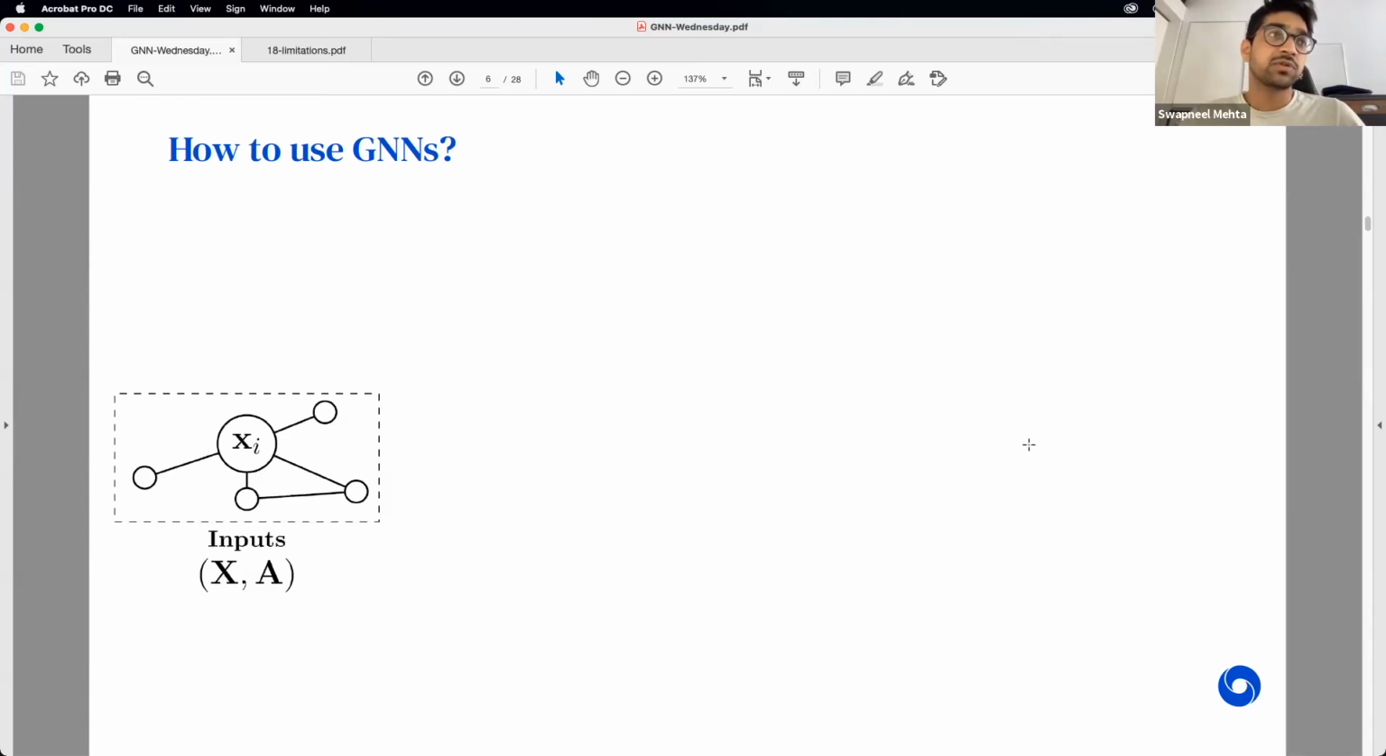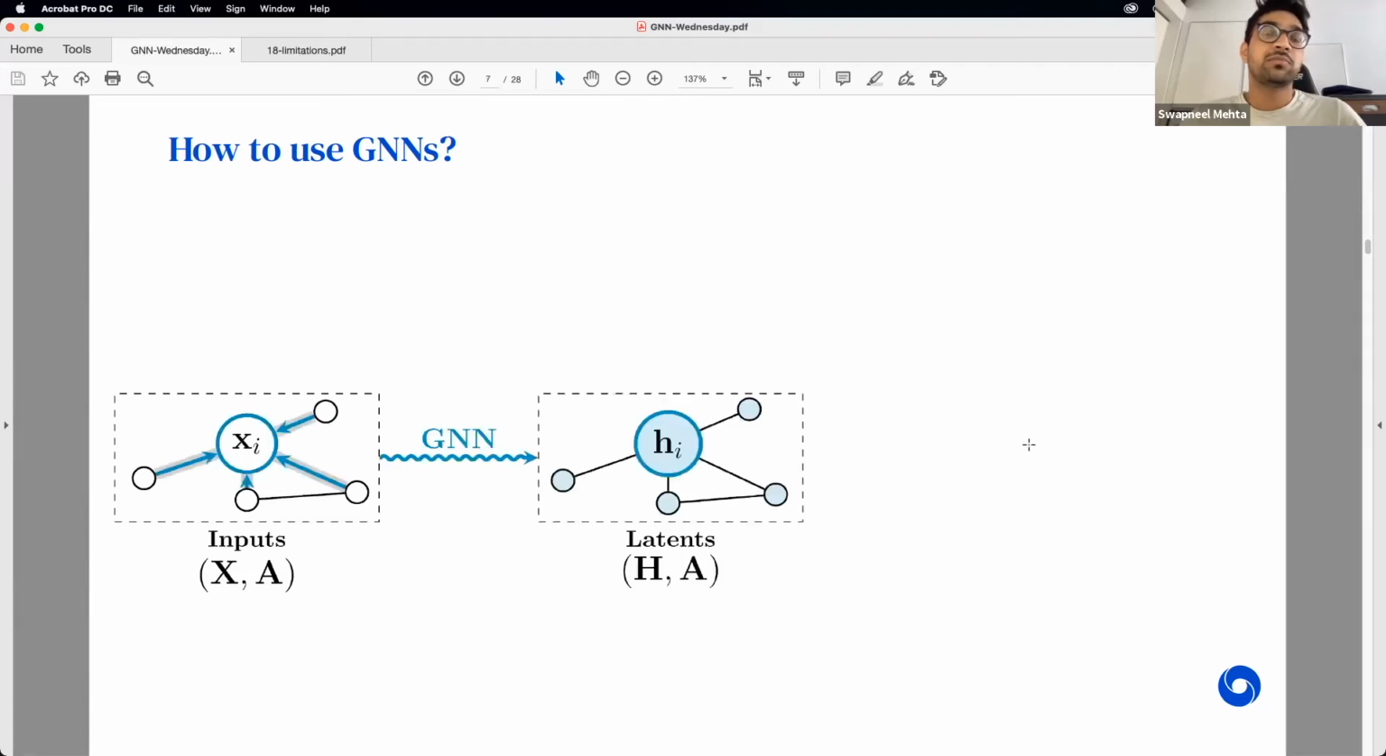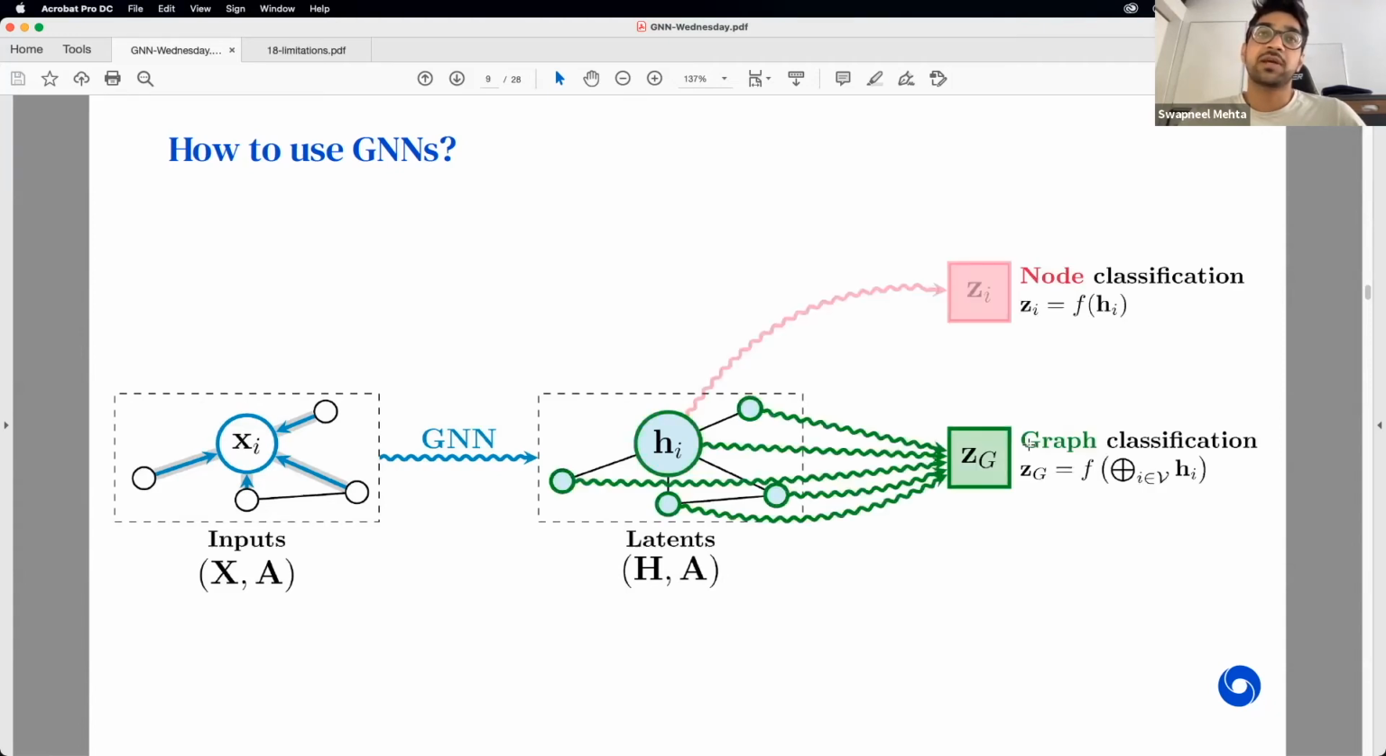Just to highlight what I just described verbally, you have certain inputs. You want to calculate the state update for xi. You put it in a graphnet. Graphnet computes this latent state hi, and then you can do one of many tasks on it. So you can do either just node classification because you have this update step for each node. You can actually do graph level classification by considering all of these latent states and some sort of permutation invariant function.